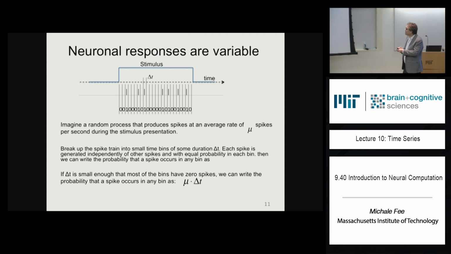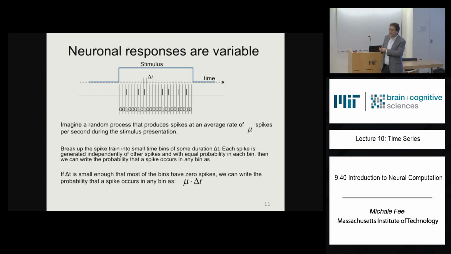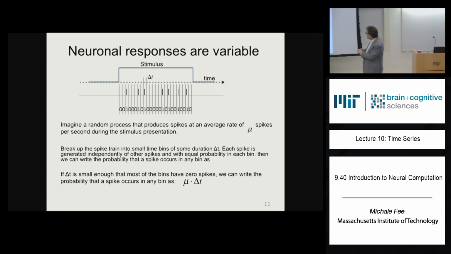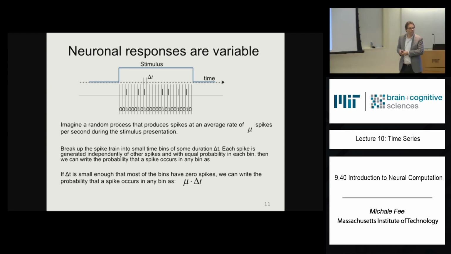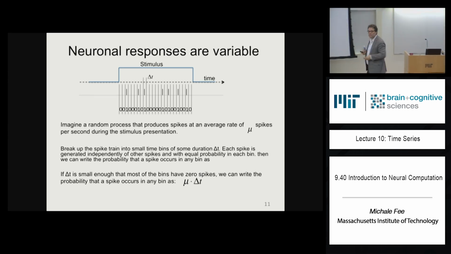And what that means is that if the bins are small enough, most of the bins will have 0 spikes. And you can write down the probability that a spike occurs in any one bin: it is the number of spikes per unit time, which is the average firing rate, times the width of that bin in time. Okay? Does that make sense?